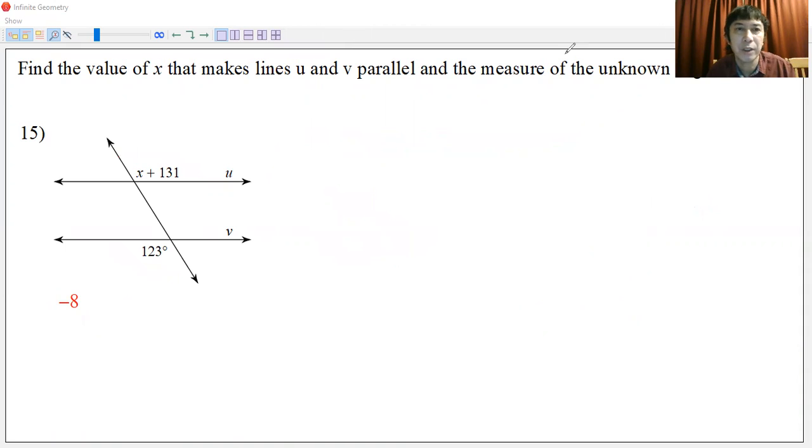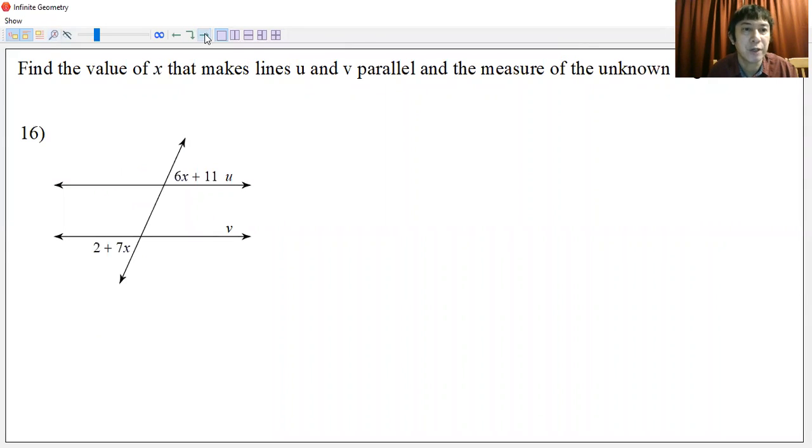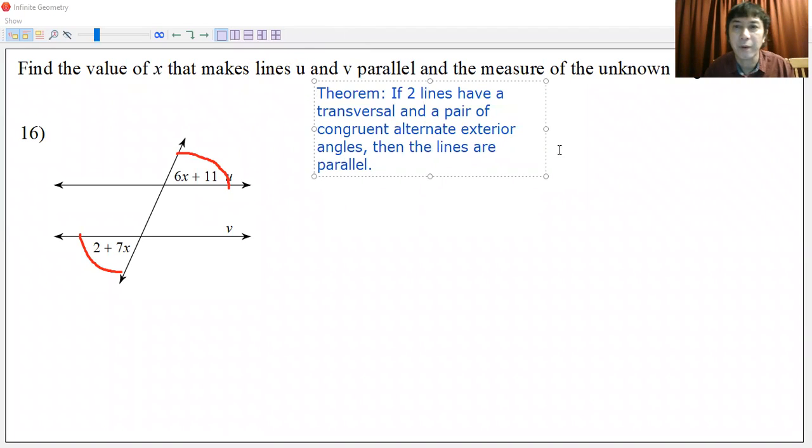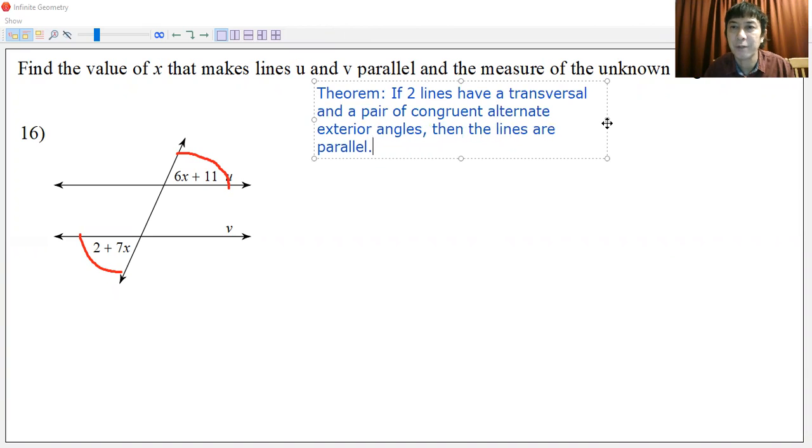Let's clear the screen. Let's have number 16. Here's number 16. From the diagram, it shows alternate exterior. One exterior over here, one exterior over there. We can use the same theorem. If two lines have a transversal and a pair of congruent alternate exterior angles, then the lines are parallel.